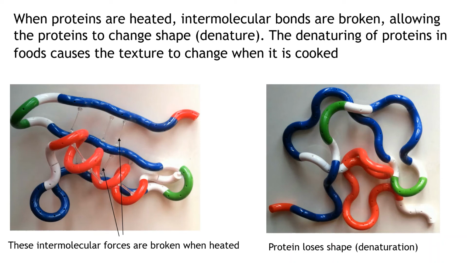One thing to note is that the proteins are not being broken down to amino acids. We're not breaking peptide links or covalent bonds. You can see that the protein chain is still intact. All that is being broken are the weak intermolecular forces between the protein chains. Another thing to note is that the denaturing of proteins in foods causes the texture to change when it is cooked. So taking an example of egg white, it goes from a clear liquid to a white solid when heated.